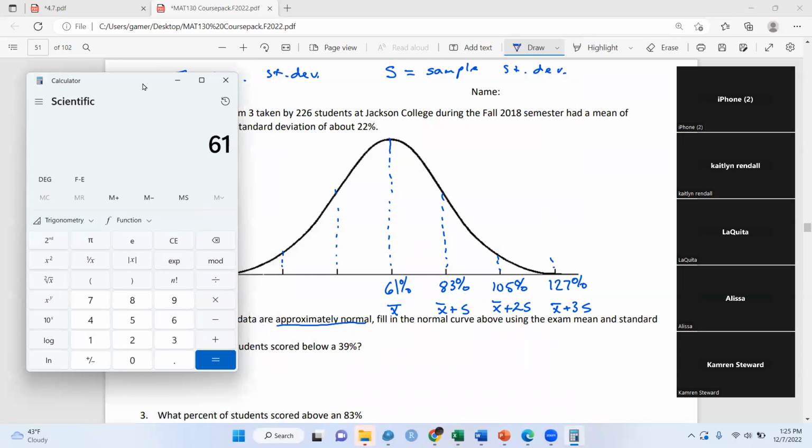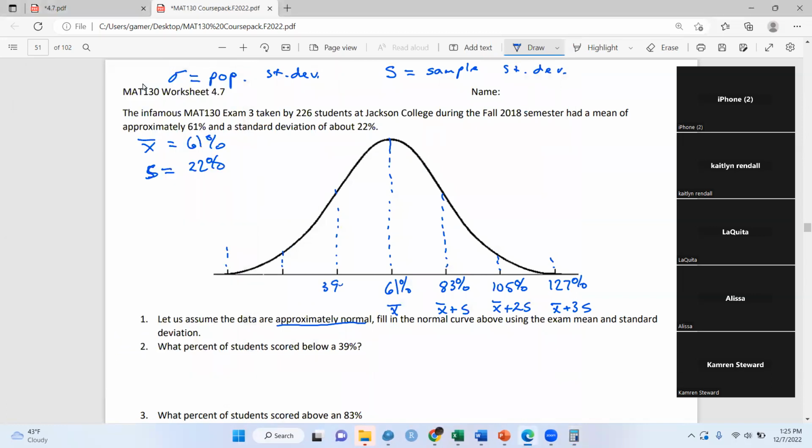Or I'll just, whatever. It's just calculator work. Who cares? So 39. Subtract again. 17. Subtract again. -5%.